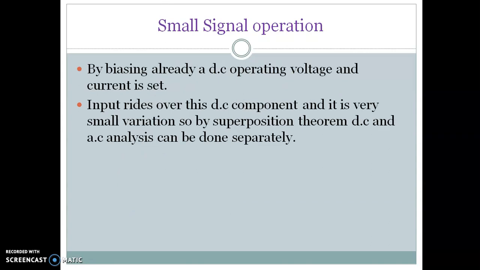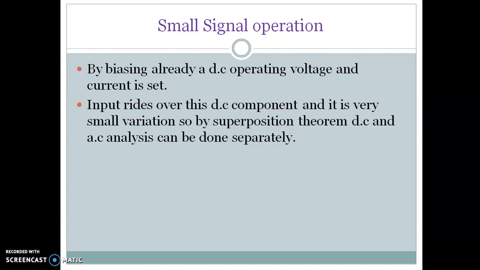So first, small signal operation. By biasing the transistor, we already established a DC operating voltage and the current which is needed. The input is going to ride over this, and for a small variation in the base current, a larger change gets reflected in the collector current as well as the output. We can view this as a superposition of the DC and AC analysis. The DC analysis we have already done in unit 1. We studied the different types of biasing, where the operating point is provided and how stability is achieved. All this we have seen.